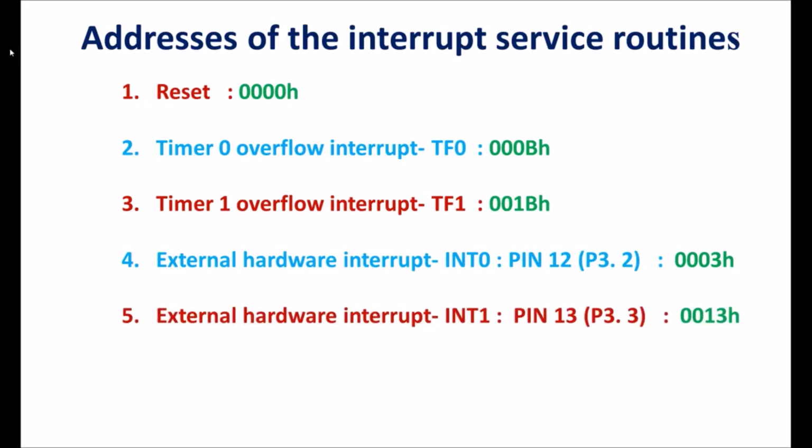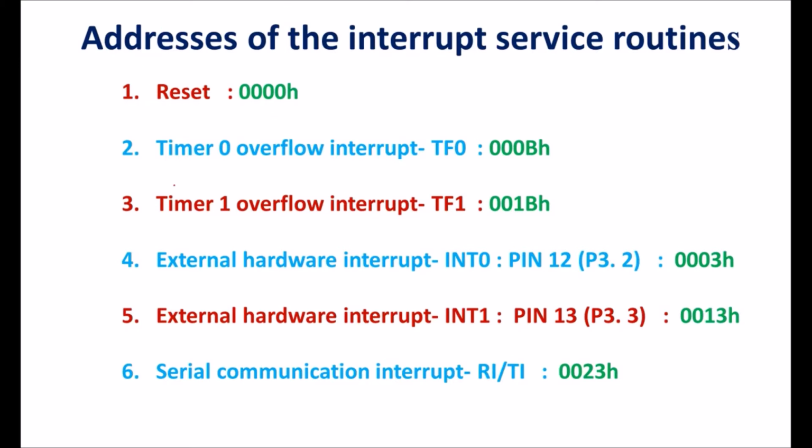The next interrupt is external hardware interrupt INT1, that is pin 13 P3.3 and address is 0013H. The address for serial communication interrupt is 0023H. So for reception or transmission interrupt, we have to execute a program written at address 0023H. So these are the addresses of interrupt service routine for particular interrupt. So while writing a program for interrupt, we have to use these addresses.